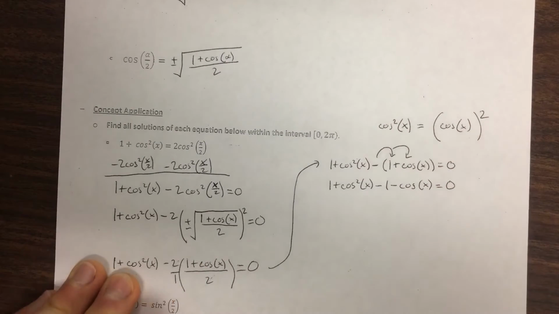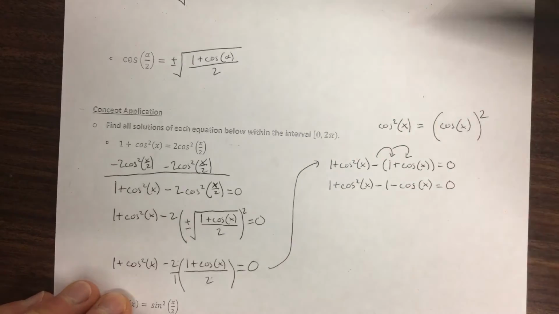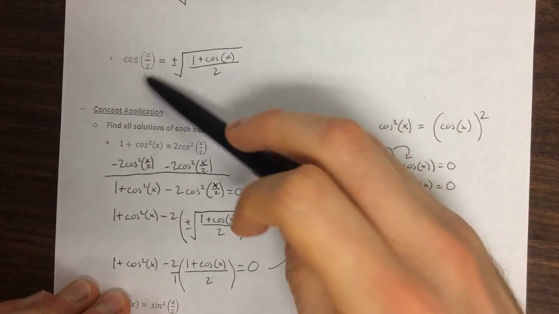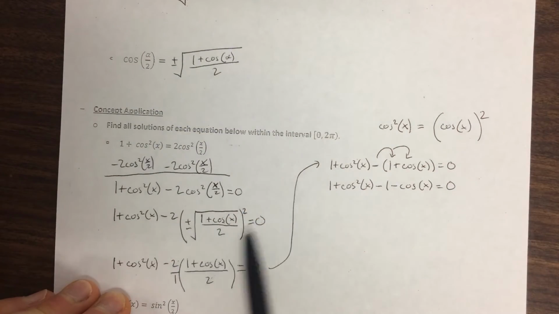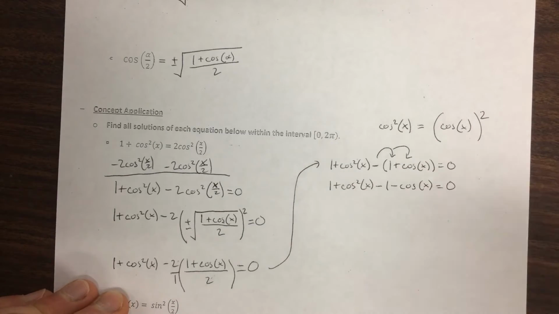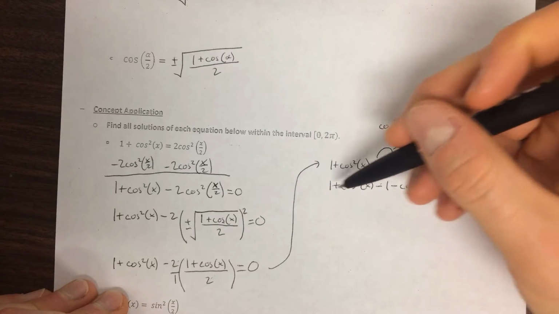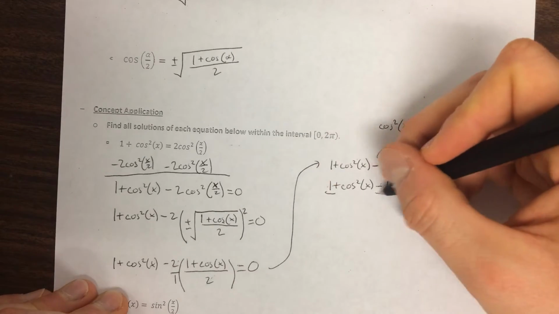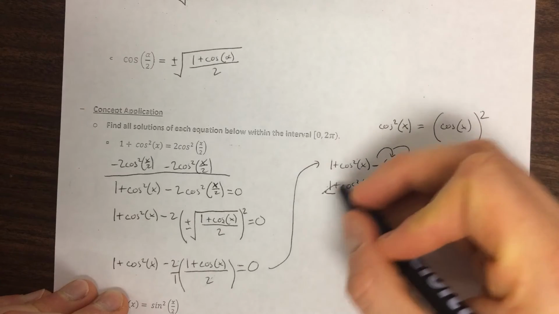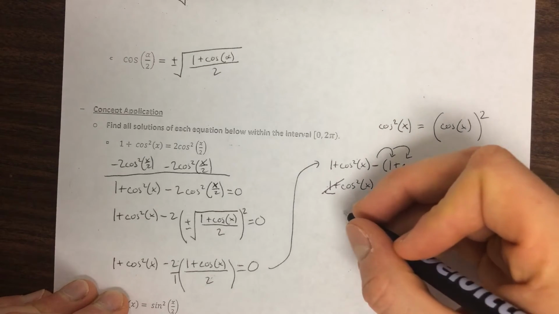Now we can get something more manageable. The key piece here is noticing that if we have x over 2, we can use the half angle formula. That's the key piece here. And then simplifying. But now that we have that, we've done things that we know to do. Now we have 1 minus 1. These two are like terms, but one's positive and one is negative. So this goes away.